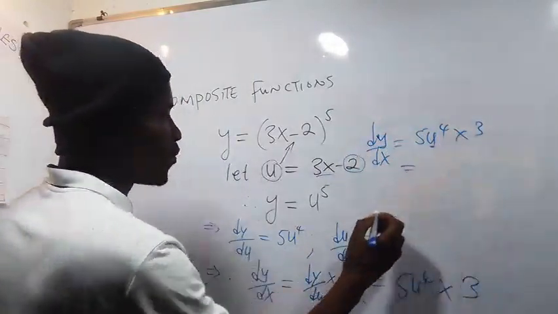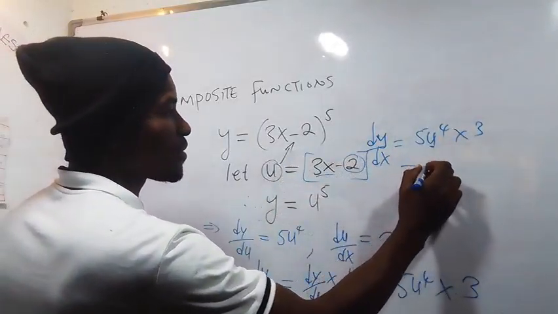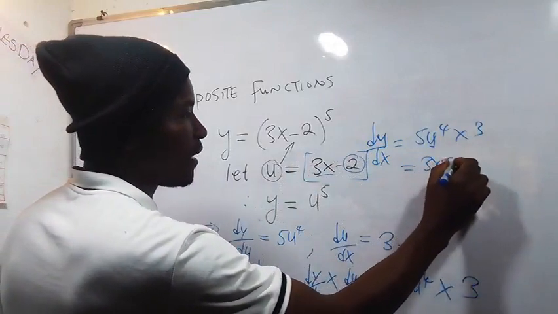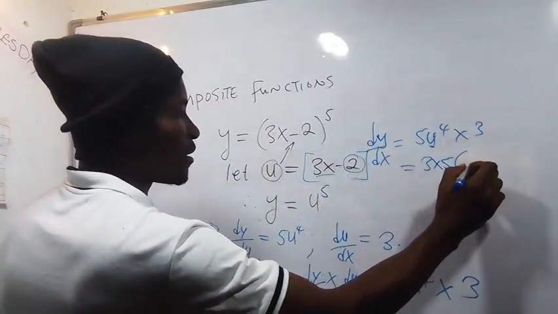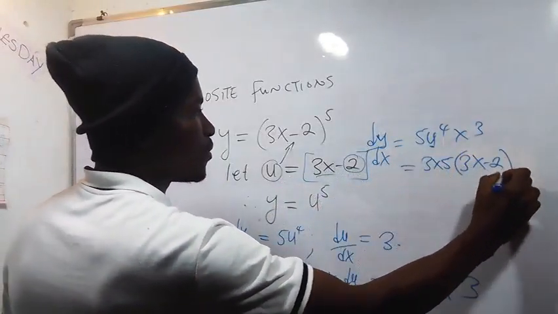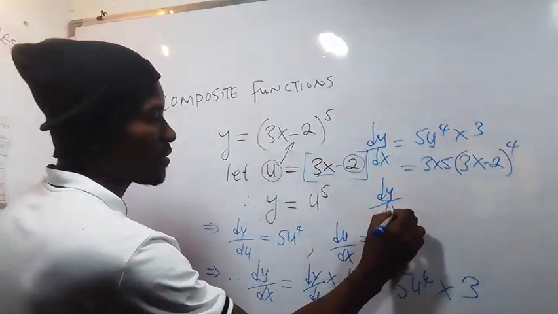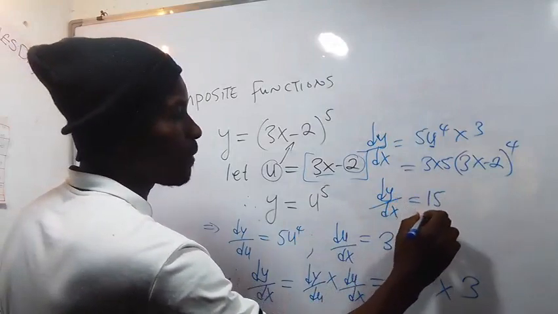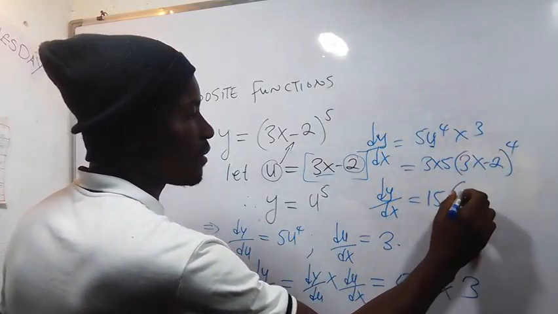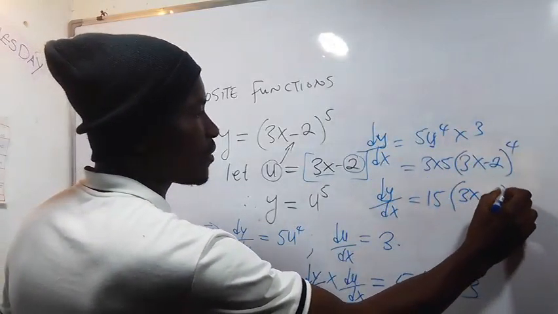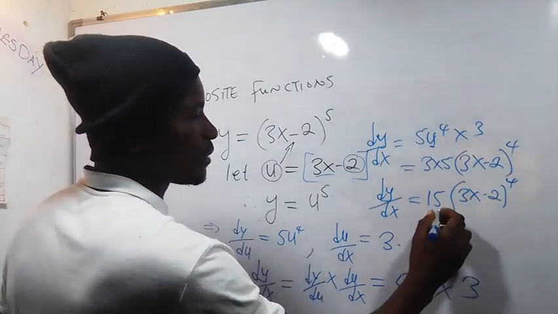Now we know that u is this function, 3x minus 2. So we say 3 times 5, and we plug u back into dy over dx: (3x minus 2) to the power 4. So dy over dx equals 15, open bracket, 3x minus 2, to the power 4.